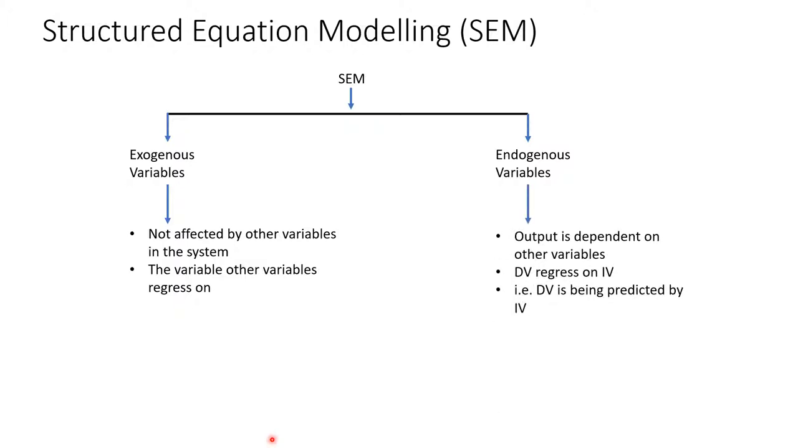But on the other hand, when you look at the endogenous variable, the output is dependent on other variables. In this case, the dependent variable regresses on the IV, the independent variable. So if the exogenous is the independent variable, the endogenous will be the dependent variable, because the dependent variable is being predicted by the independent variable. That is what we mean by the outcome being predicted. So it is the outcome of that variable that will now predict what will happen next.